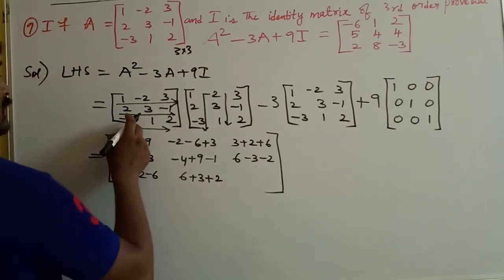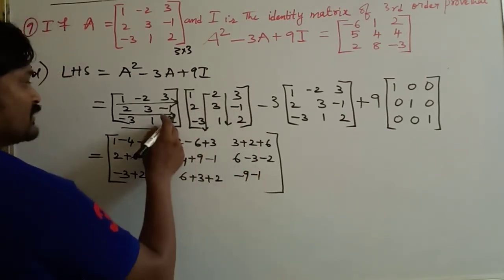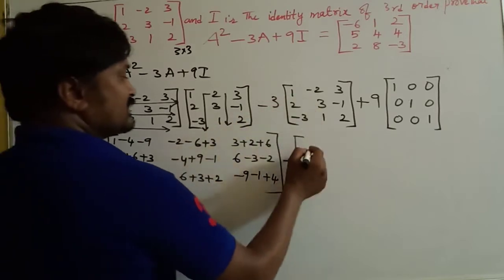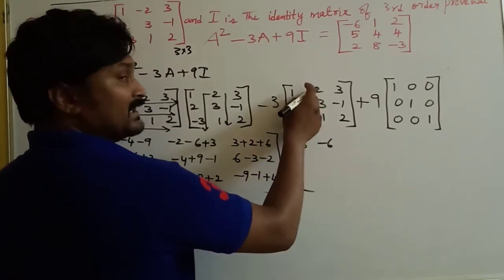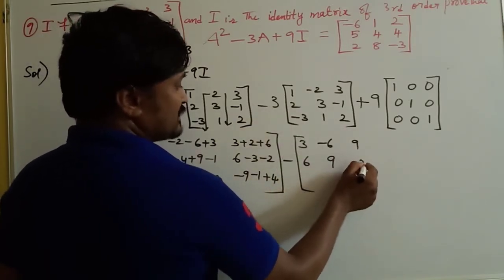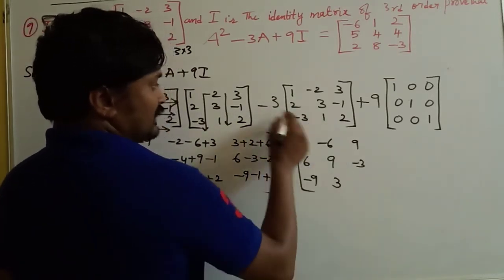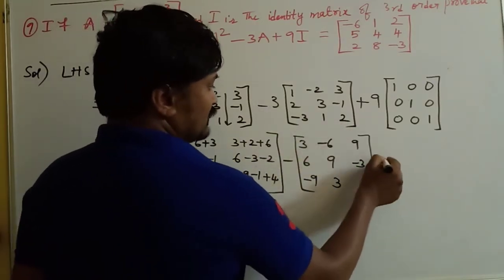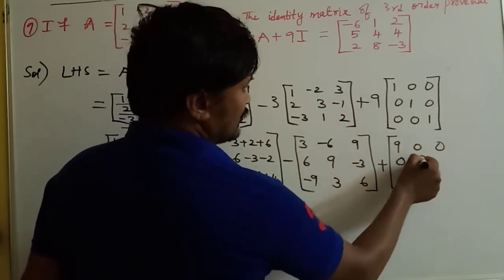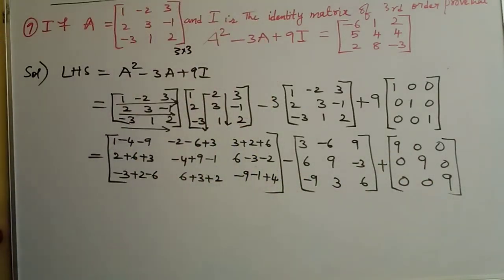After that next, minus 3 into 3 is minus 9, and 1 into minus 1 is minus 1, 2 into 2 is plus 4. And same method here, just multiply with the 3. 3 ones are 3, 3 twos are 6, 3 into minus 1 is minus 3. 3 threes are 9, 3 twos are 6, 3 threes are 9, 3 minus 1s are minus 3. 3 into minus 3 is minus 9, 3 into 1 is 3, 3 twos are 6. Same method, now identity element, 9 ones are 9, 0, 0, 0, 9, 0, 0, 0, 9. Just normal multiplication.